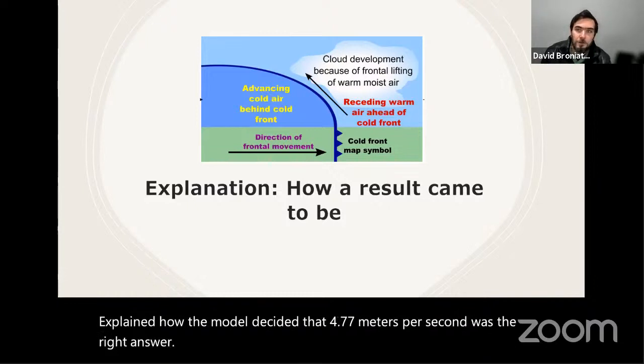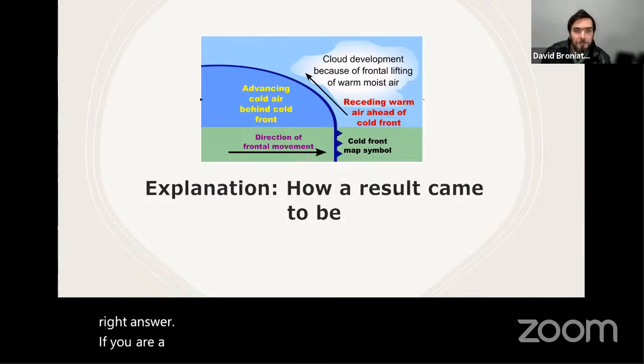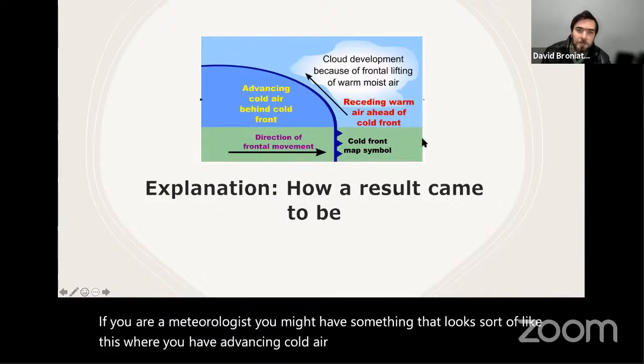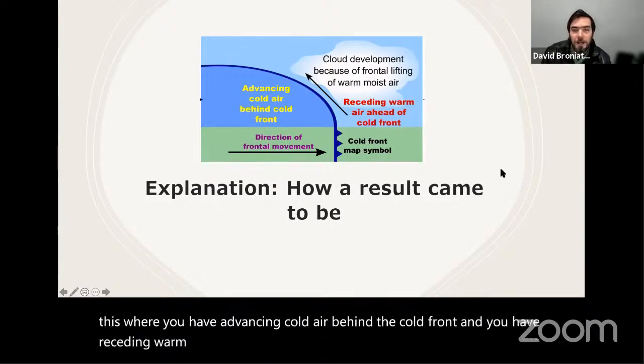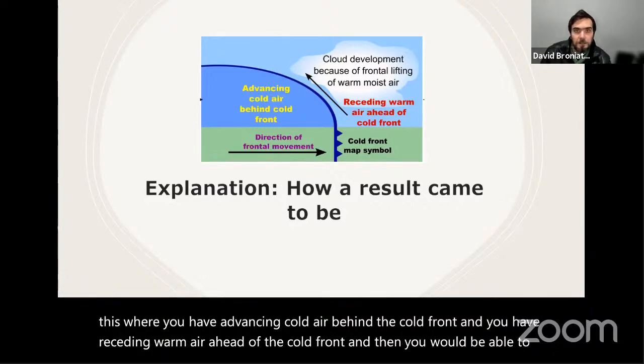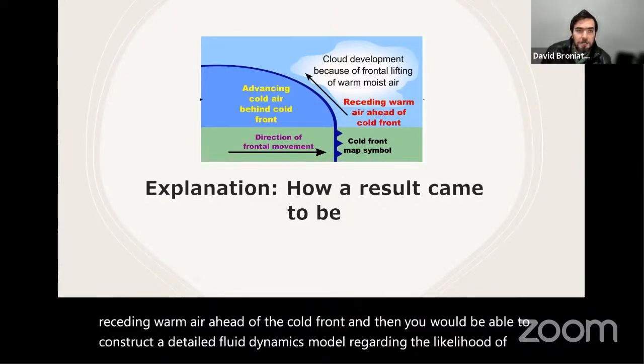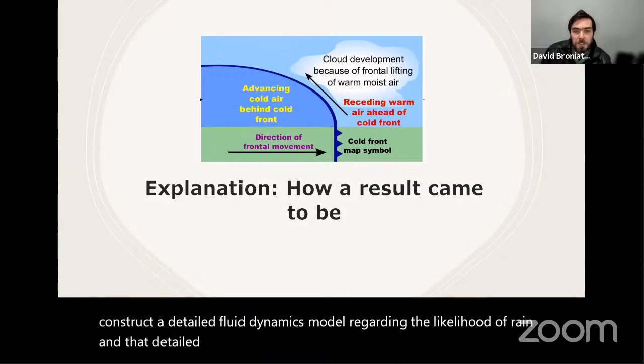Now, if you are a meteorologist, you might have something that looks sort of like this, where you have advancing cold air behind a cold front, and you have receding warm air ahead of the cold front, and then you would be able to construct a detailed fluid dynamics model regarding the likelihood of rain. And that detailed model would suggest an explanation.